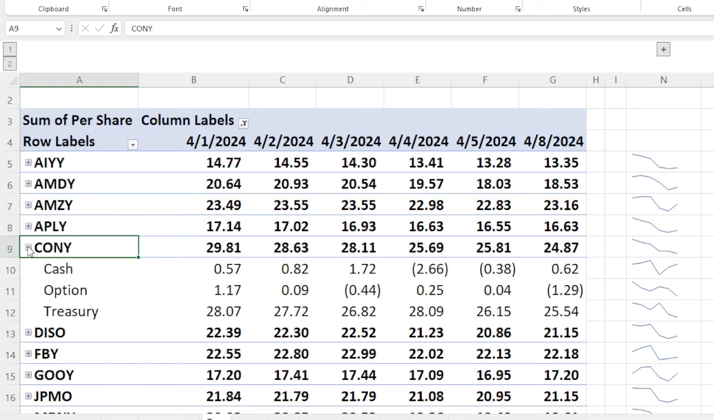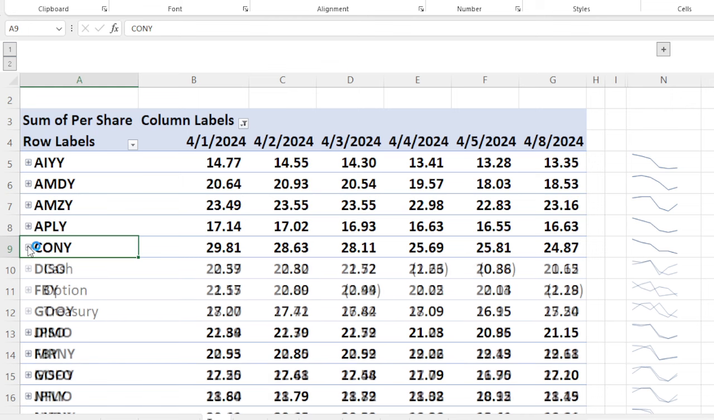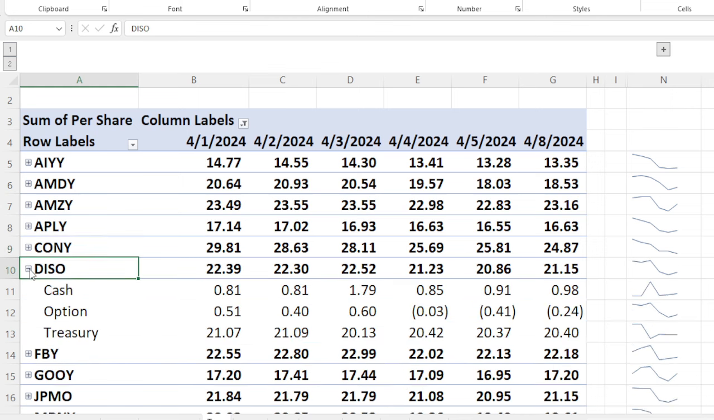So cash went from 57 to 62 cents, so that's not too bad. The treasury unfortunately took a bit of a hit, but even so, the treasury is holding up better than most other ETFs. The option went from a positive 1.17, and now it's starting off to reload for the new week at a $1.29 credit. So hopefully they can capture most of that.